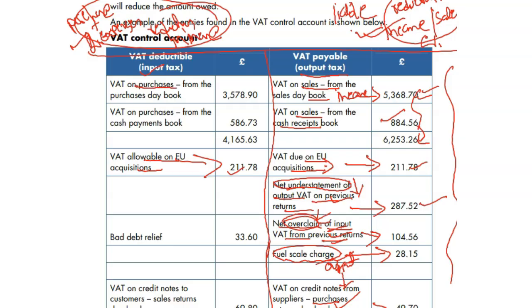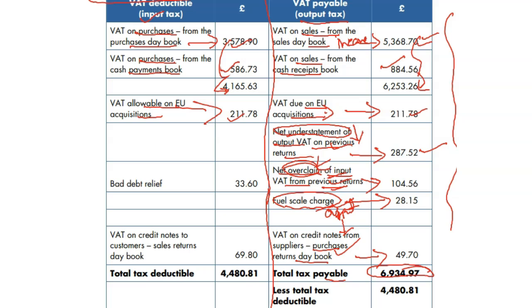VAT on purchases. Purchase daybook means credit purchase. So we can reclaim that much VAT. Purchases, cash payments means cash purchase. We can reclaim that much VAT. They added up together here. Normally we don't do it in a T account. Just for your understanding purpose, we've done it. EU acquisition. Yes, we write once in the debit, once in the credit. So it cancels each other out. Later in this chapter, we're going to check it out.